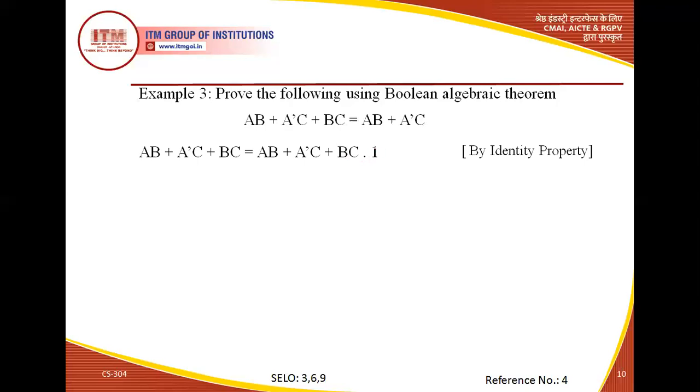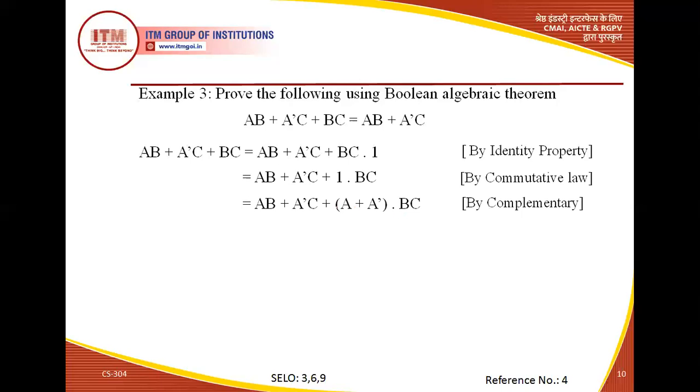Now in place of 1, by using the commutative property, it can be written as 1 dot BC, and in place of 1 we can write down A plus A dash. Okay, why? Complementary property, because we know that by using complementary property A plus A dash equal to 1. Now by applying the distributive property, it can be written as ABC plus A dash BC. Clear? By distributive property, the term can be written as ABC plus A dash BC.